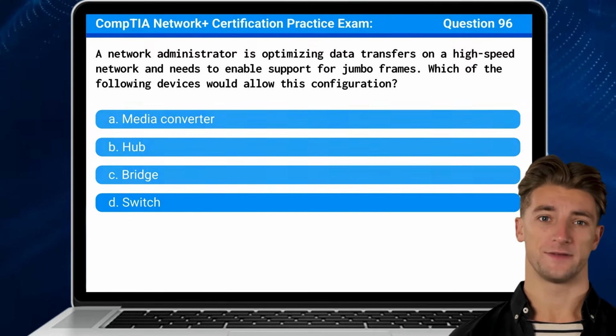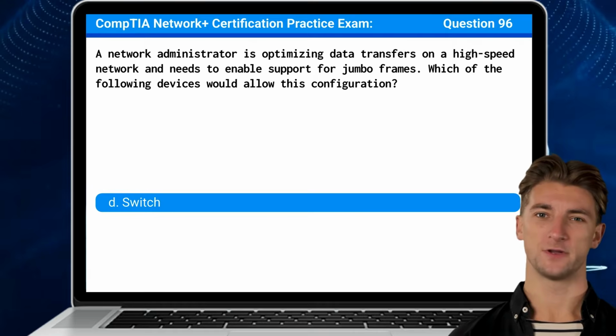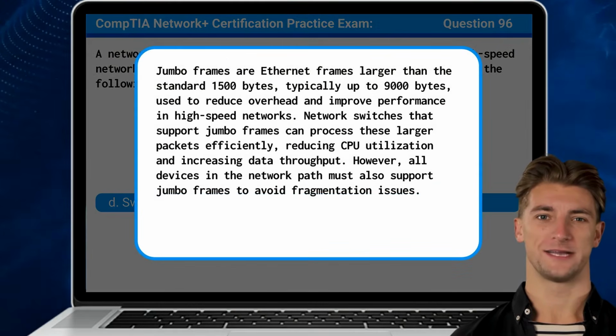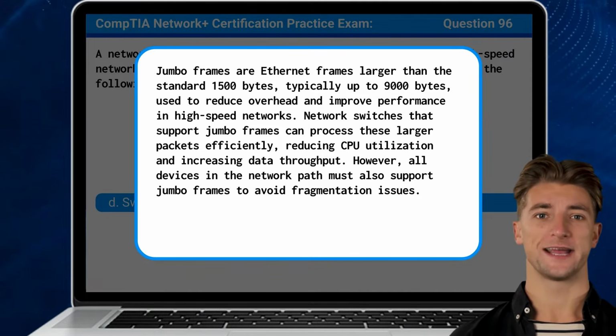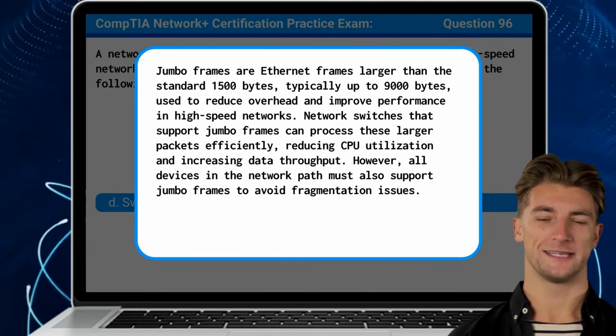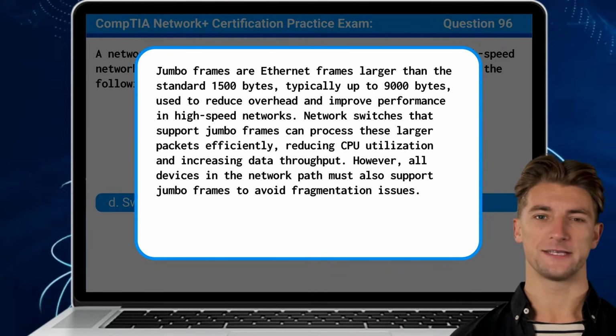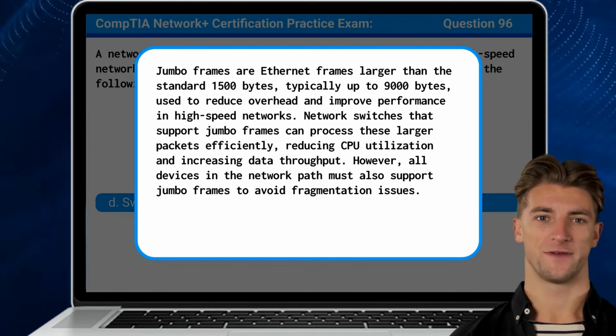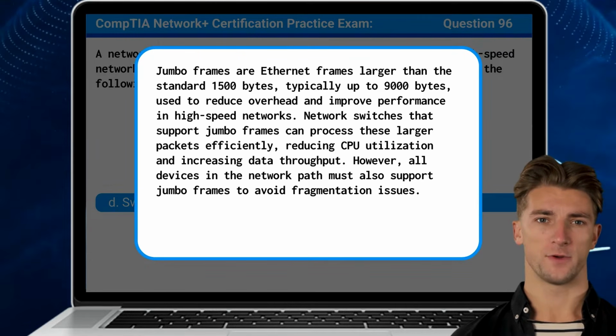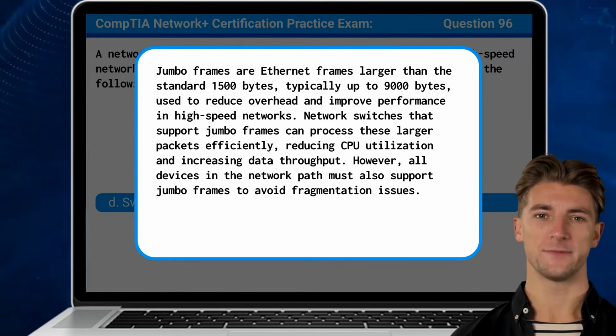The answer is D. Switch. Jumbo frames are Ethernet frames larger than the standard 1500 bytes, typically up to 9000 bytes, used to reduce overhead and improve performance in high-speed networks. Network switches that support jumbo frames can process these larger packets efficiently, reducing CPU utilization and increasing data throughput. However, all devices in the network path must also support jumbo frames to avoid fragmentation issues.